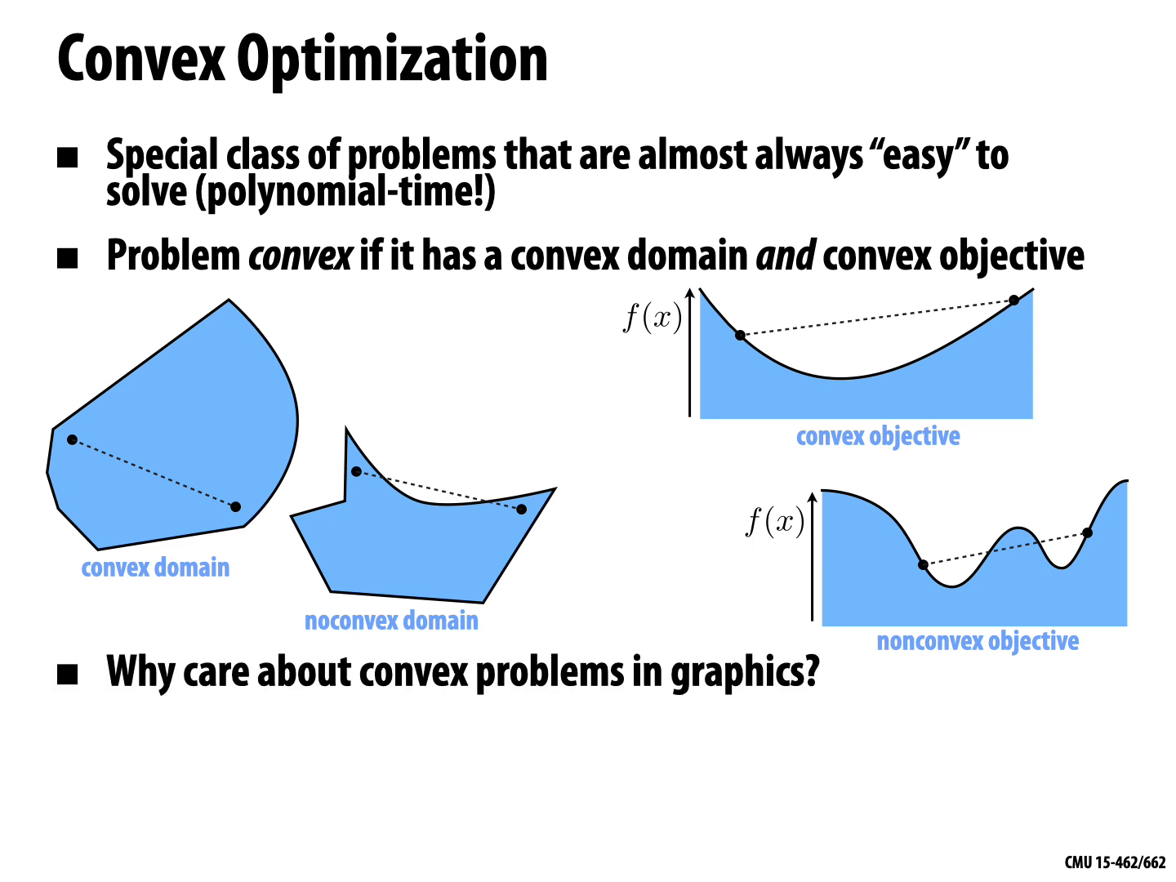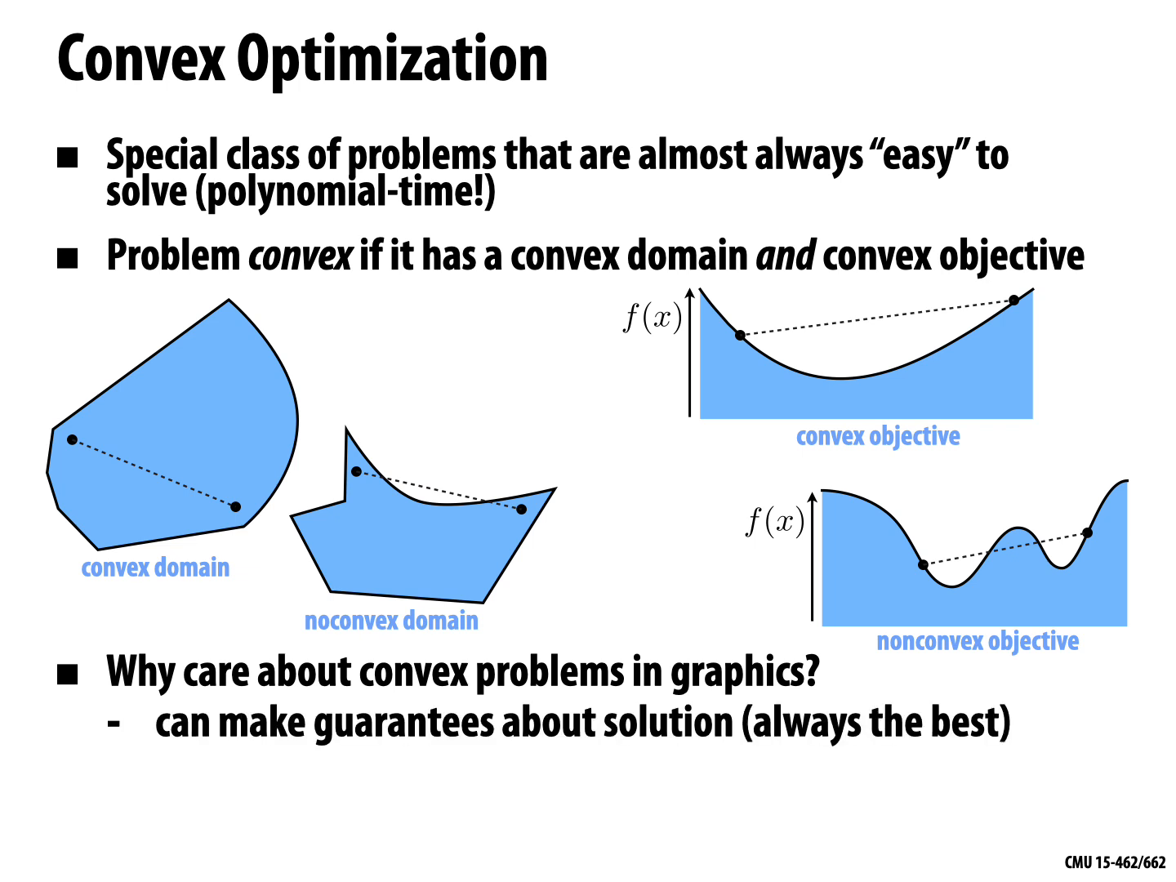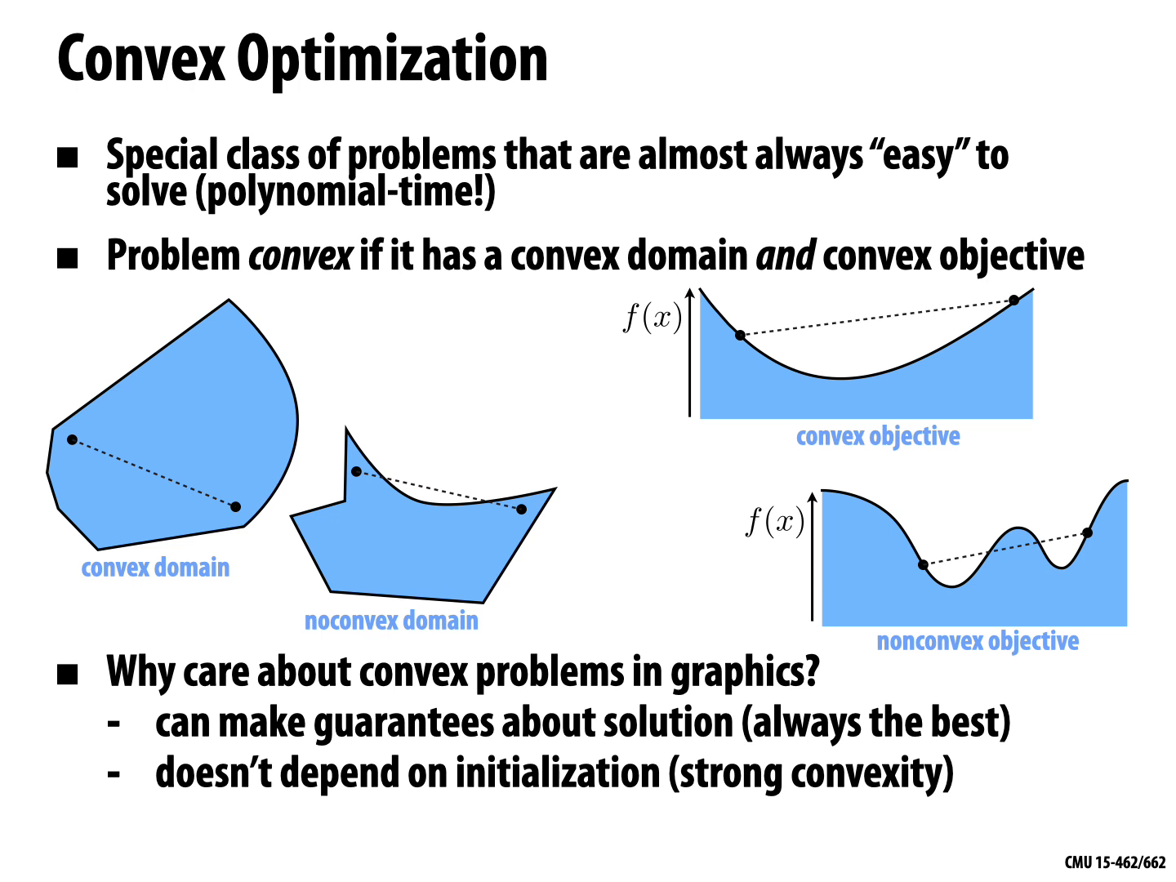Why do we care about convex problems in graphics? Well, for one thing, we can make guarantees that we always get the best solution. Right? That's nice. We're really getting a really, really nice result. Also, because we don't have little local minima all over the place, we know that the result we get won't depend on finding a good initial guess. Right? At least if the problem is strongly convex, meaning this line segment is always strictly above the graph of the function.